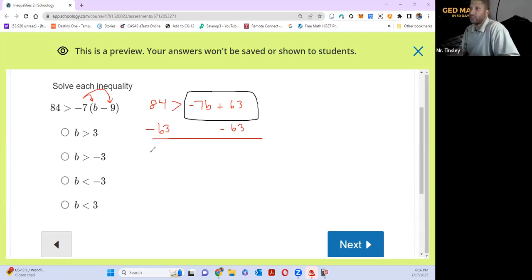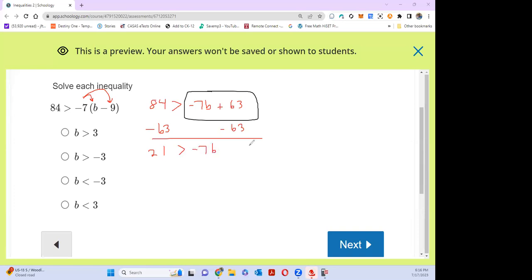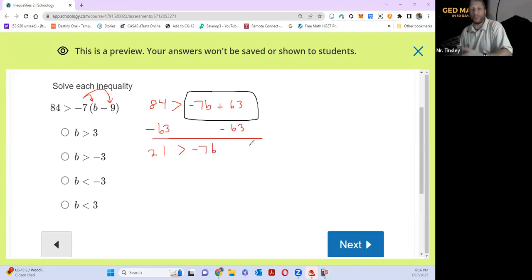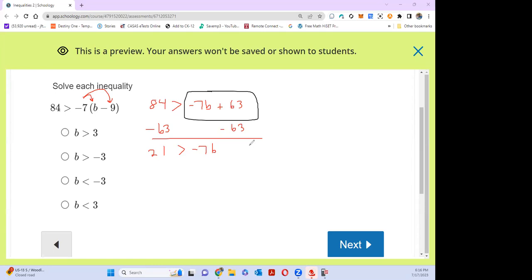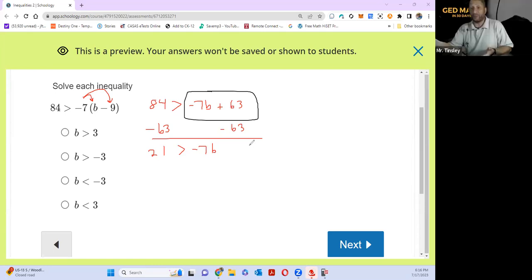Whatever you do on one side, you do on the other. On the other side, you get 21 is greater than minus 7b. So then you ask yourself the same question again. Is b by itself? No. You have to divide it. So what do I need to get rid of?